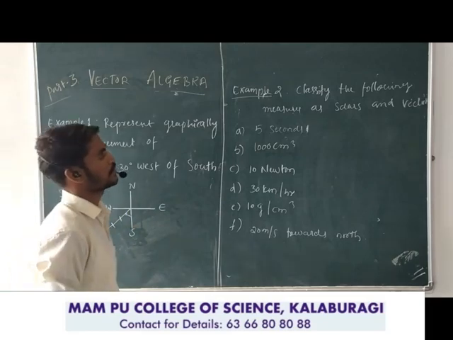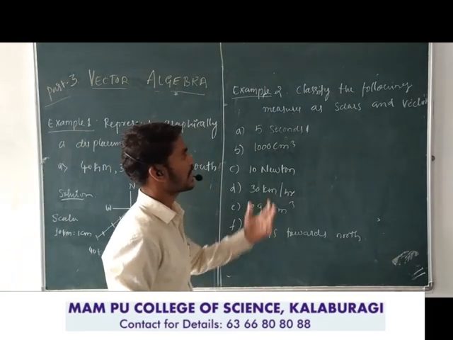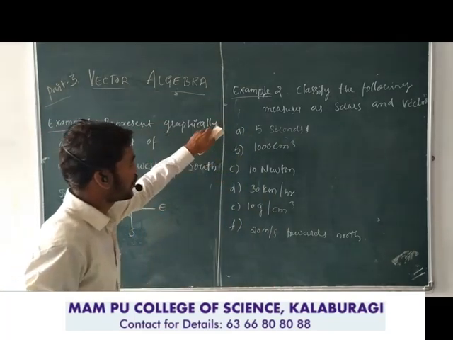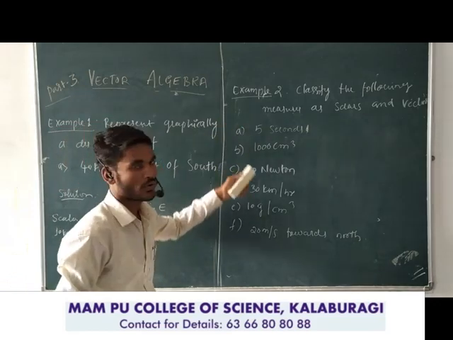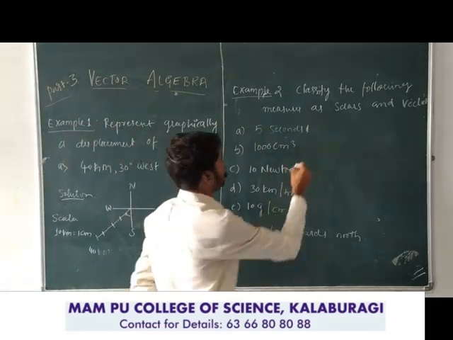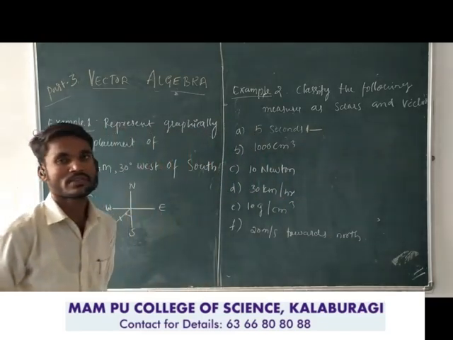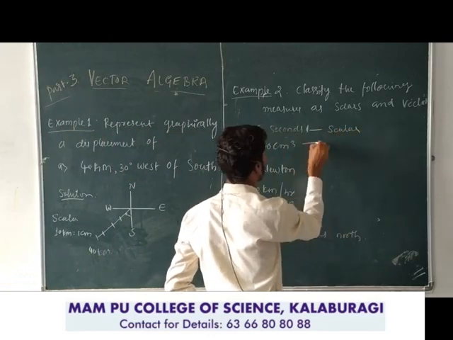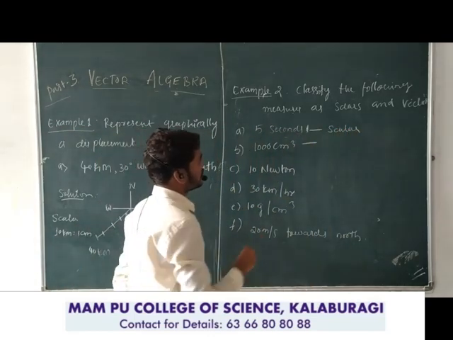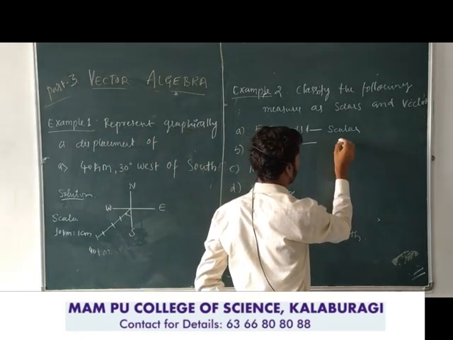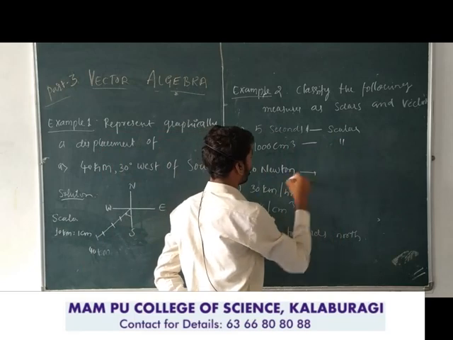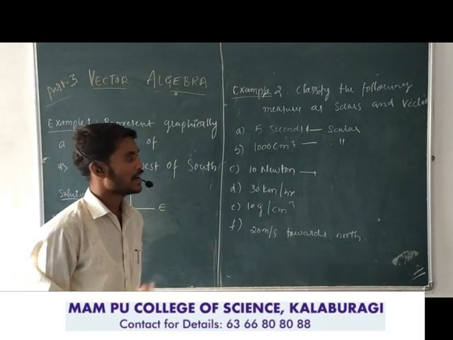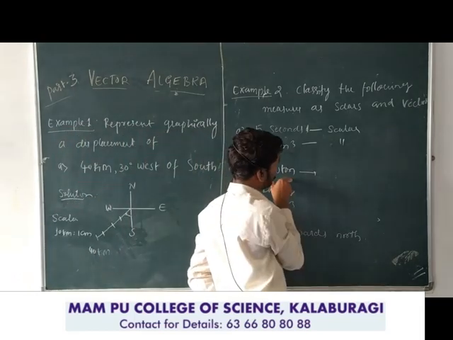And come to the second problem. Classify the following measures as scalars and vectors. They have given these quantities, and we have to find which are scalar or vector. 5 seconds, time comes in scalar, so it is a scalar quantity. This is also scalar, and this is also scalar. And Newton, here force. In a vector there is magnitude and also direction. Force is an example of a vector.